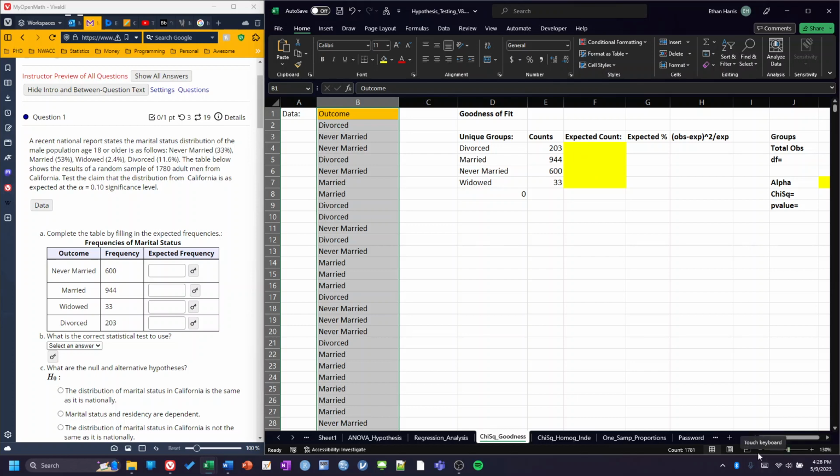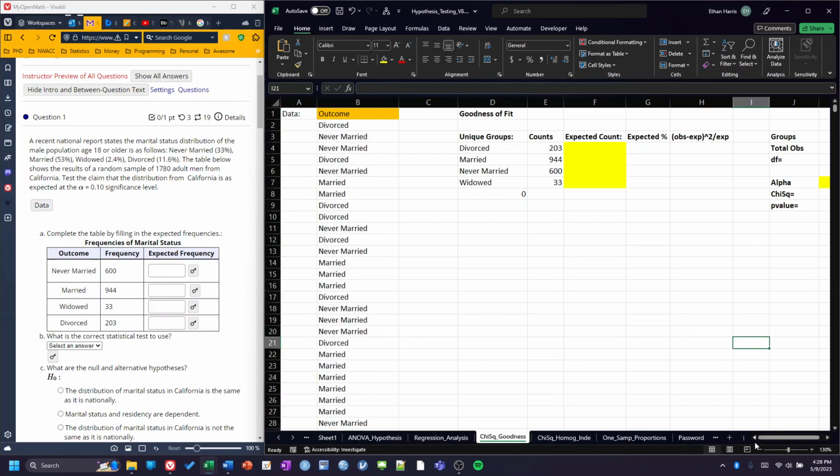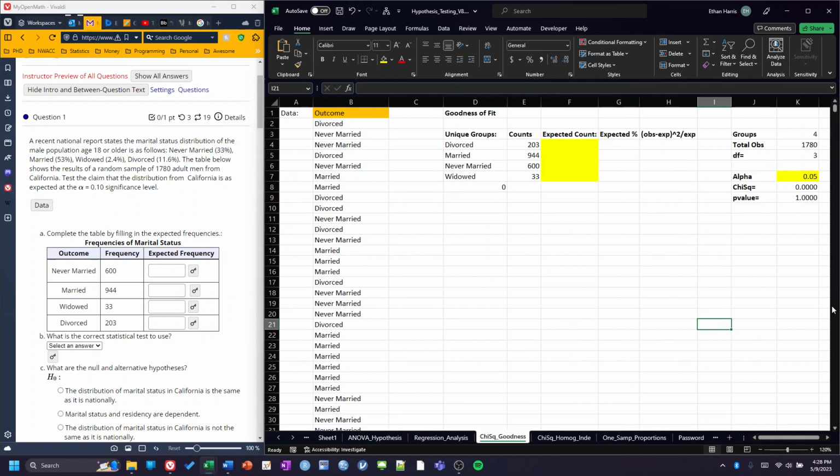So in the expected counts, we need to figure out how many do we expect to see. We get that by looking at the percentages that were given to us. We have never married as 33%. So we're going to say equals 0.33 times the total number of observations, which is summed up here as 1780. That was for divorced. Oops, divorced was 11.6. So we have to make sure that we get this right. Let's get 0.116 for divorced.